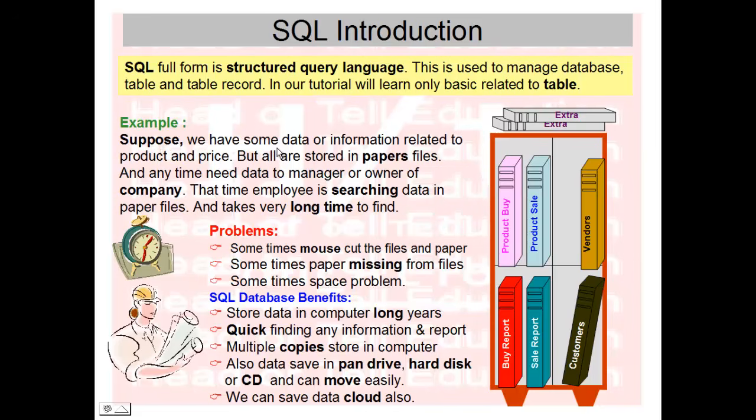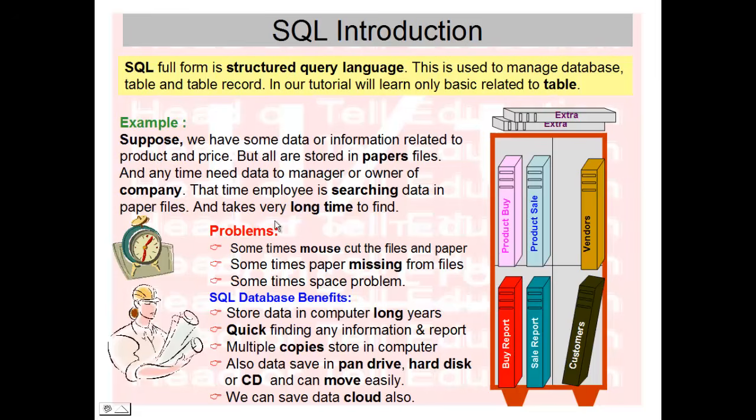Suppose we have some data or information related to product and price, but all are stored in paper files, and anytime the manager or owner of the company needs data, that time the employee is searching data in paper files and takes a very long time to find. This is the main problem.